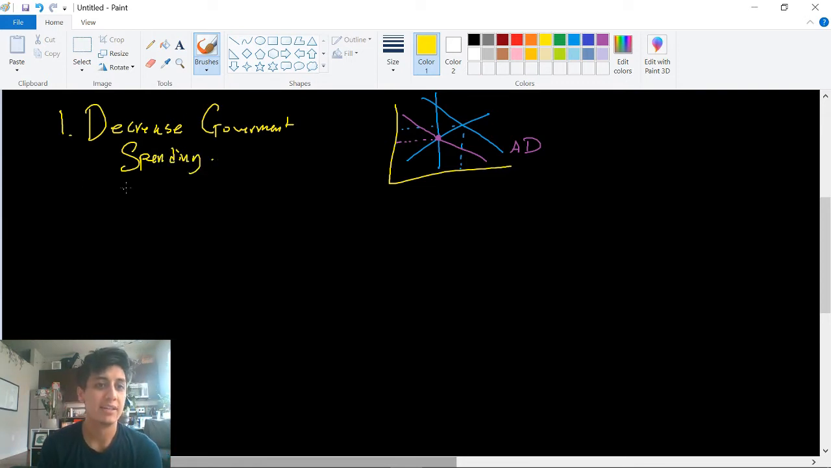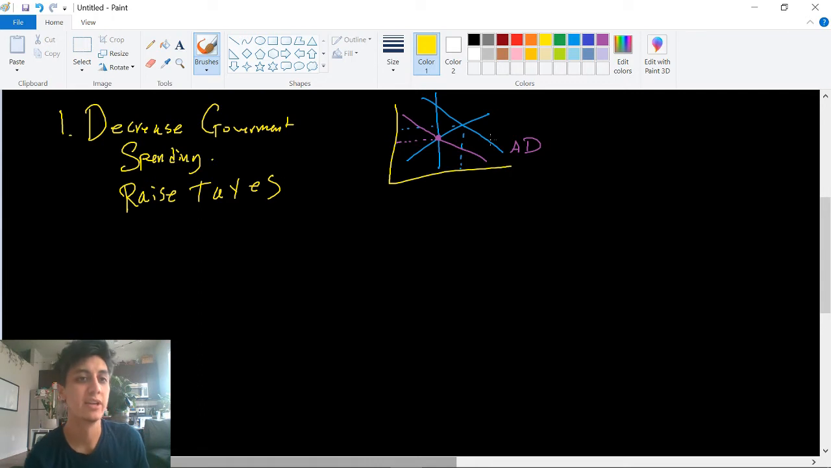And the other way is we can raise taxes. Because if the government raises taxes, that more or less means that there's less money in the pockets of consumers. And if the consumers have less money, they will spend less. So only one of these is fine. I believe the next question was what happens to unemployment and the natural rate of unemployment.